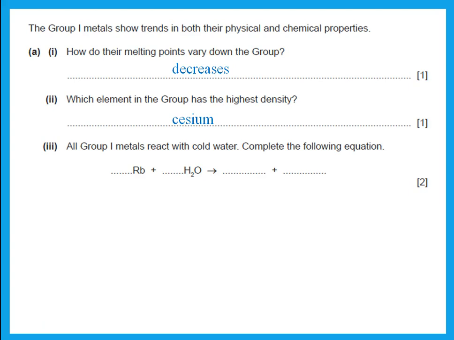Okay, all group 1 metals react with cold water, and we said when something reacts with cold water, it should give the hydroxide and hydrogen, and then you need to balance. Remember that hydrogen is diatomic, it has to be H2. We need to put 2 in front of the water to increase the hydrogens, because there were 2 hydrogens before the arrow and 3 hydrogens after the arrow. But that means that now you have 2 oxygens, so you need 2 of these, and then you have 2 rubidiums, so you put 2 here.